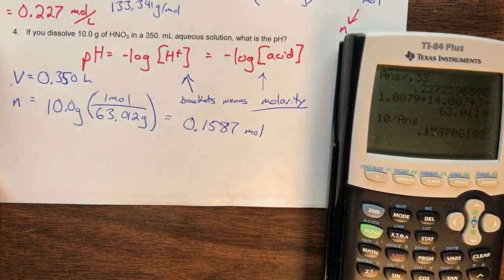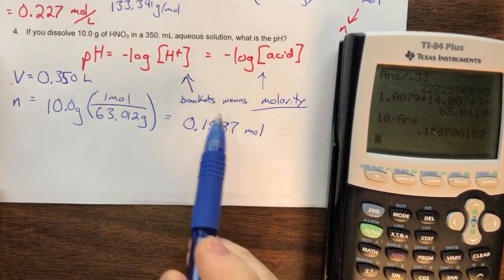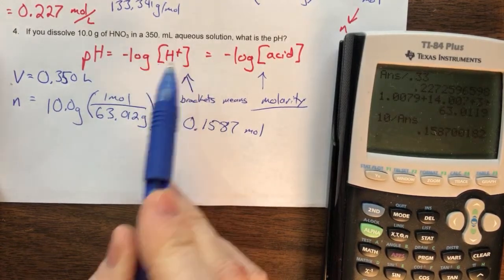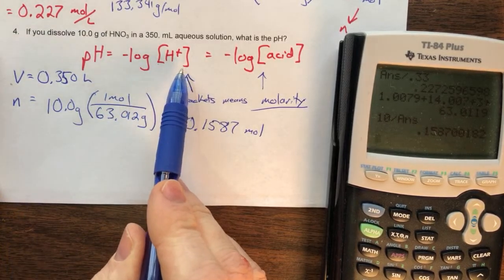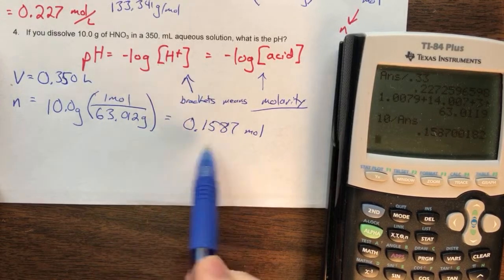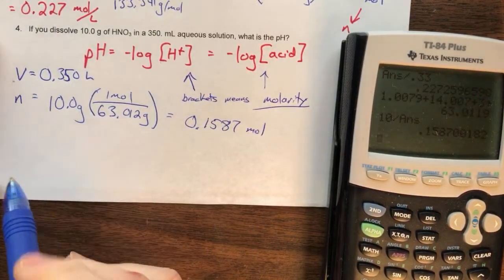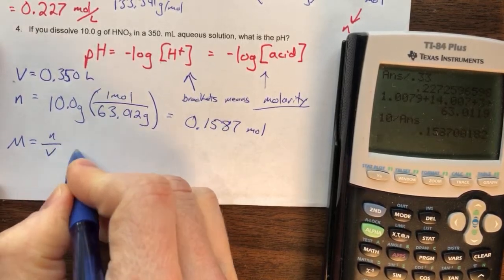Now you might make a mistake right here and say, okay, I'm just going to plug the moles into this equation, but that would be wrong. Remember, the brackets do not mean moles. The brackets mean molarity. So we need to calculate the molarity. We have the moles, we have the volume, but we don't have the molarity.